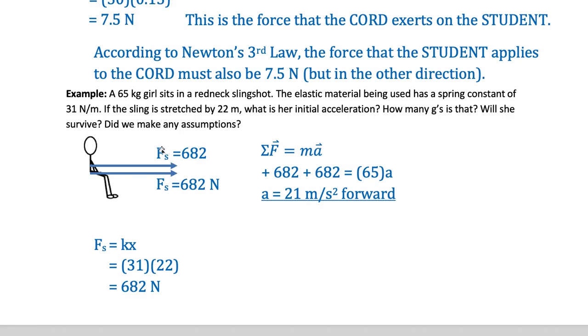So she's got two of these, a 682 in the positive direction and another 682 in the positive direction. There they are. Her mass is 65. There's her acceleration. We quickly solve this. We find that her acceleration is 21 meters per second squared in the positive direction. And here I'm calling that forward.